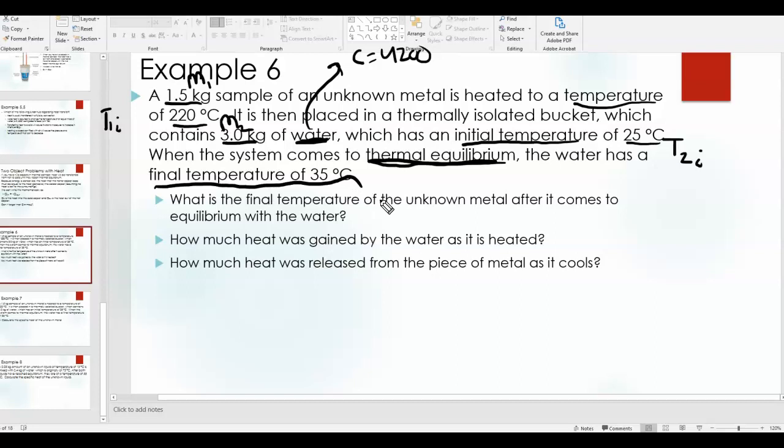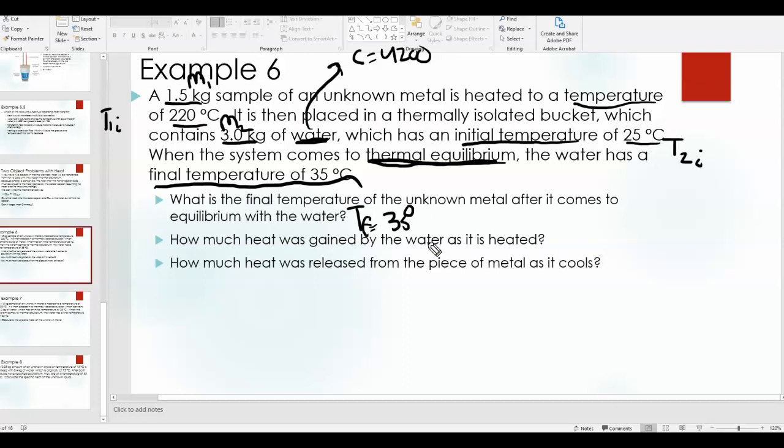So look at the first question. What is the final temperature of the unknown metal after it comes to equilibrium with the water? Well, the final temperature of the water is 35 degrees. And so that means the final temperature of the metal is going to be 35 degrees because it's thermal equilibrium. So the final temperature is the same.